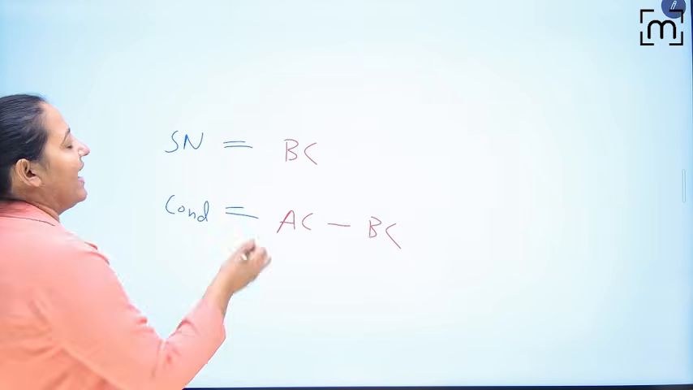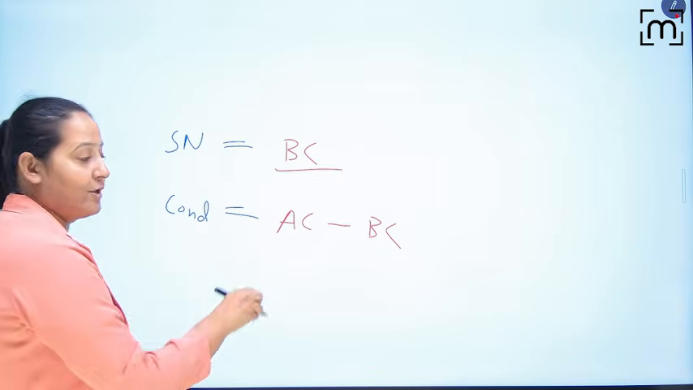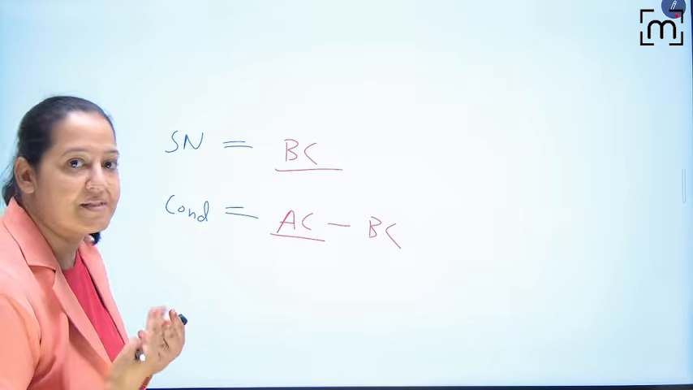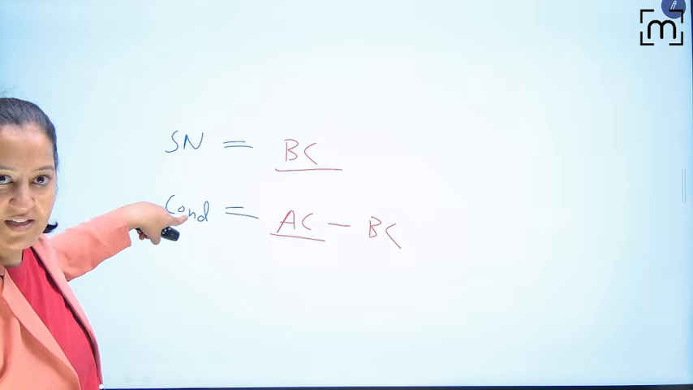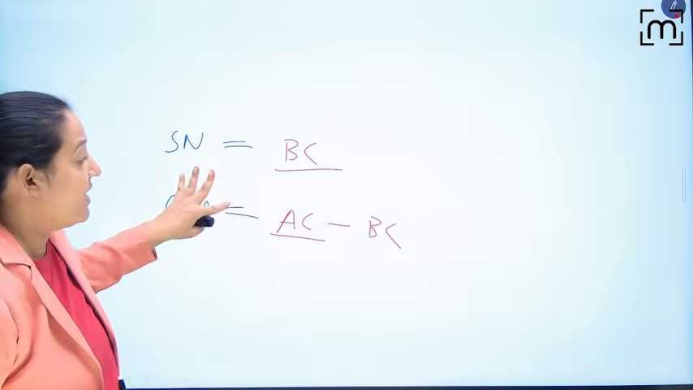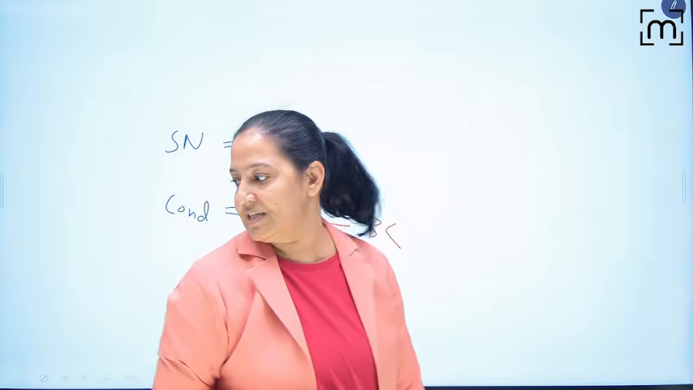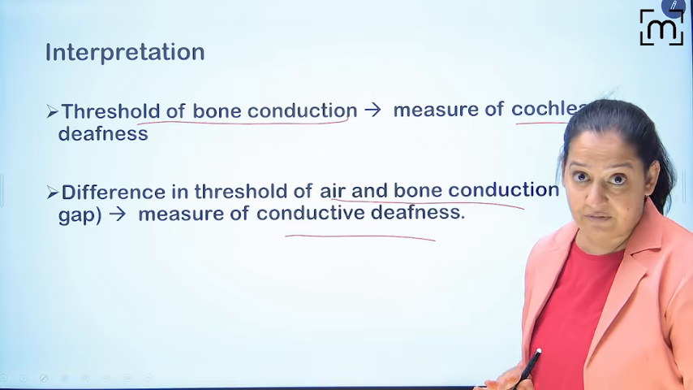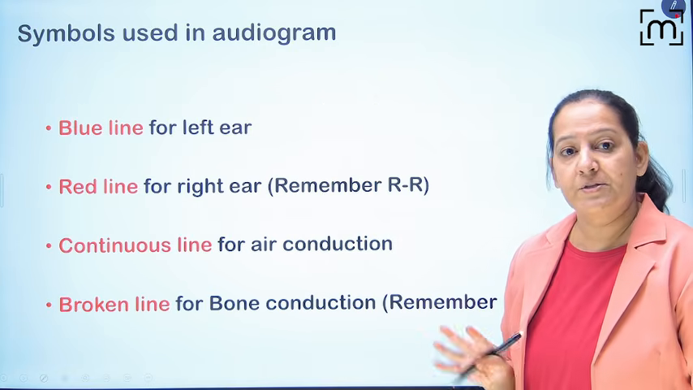So we have to calculate the threshold of BC and the threshold of AC. This is how we can calculate how much deafness the person is having, and which type of deafness, sensorineural or conductive, and how much intensity. People respond. You are getting it. So this is the interpretation. It was tough, but I tried.